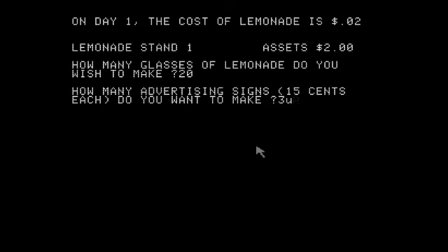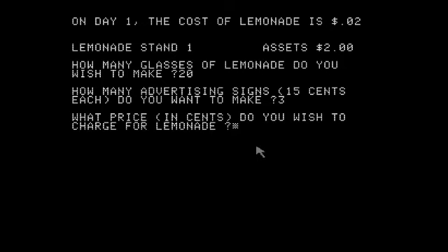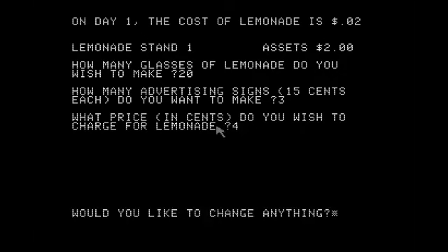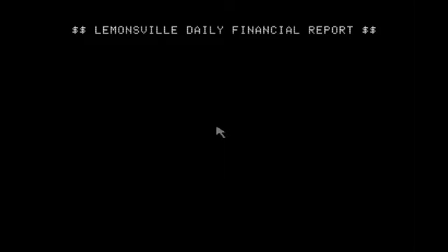I don't want to give it a decimal point. I don't know how it will cope with randomized characters or strings instead of numbers. What price in cents do you wish to charge for lemonade? $4. But I don't think I'll sell all of them. So here we go. Would I like to change anything? So it asks for a confirm, which is lovely. No. Interestingly, if you type yes in lowercase, it ignores you.